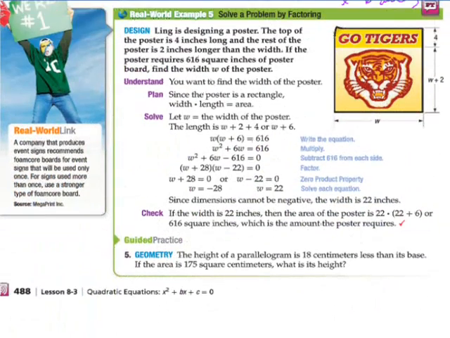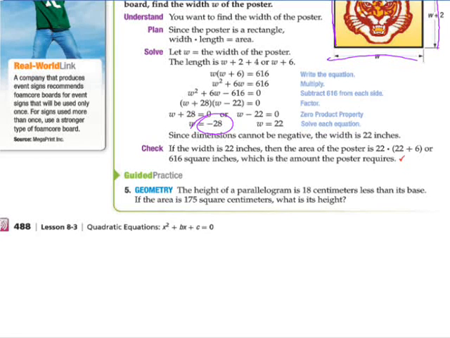Real world problem, we've been doing these. This is w times w plus 2 plus 4. We put them together, then we take it apart and factor it. The thing here is that you have to know the negative answers aren't going to work when we're talking about width. You can't have negative lengths, okay? So go ahead and try number 5, the height of a parallelogram.